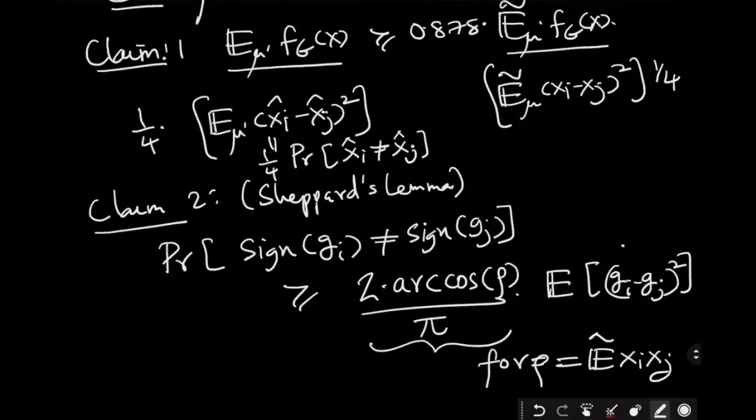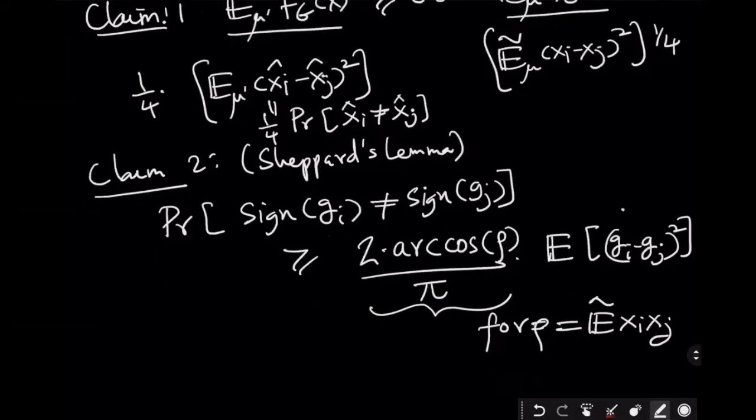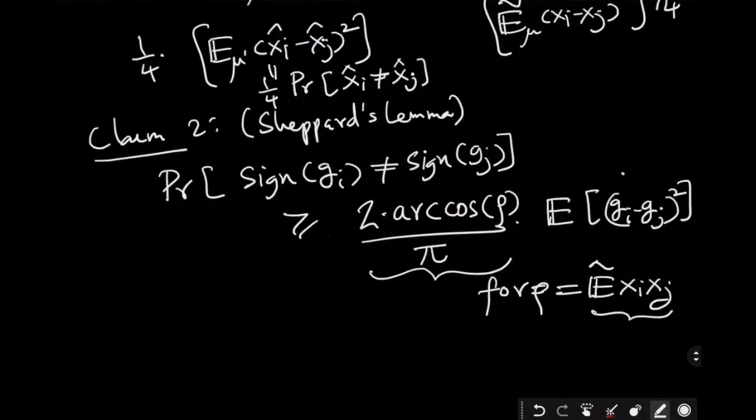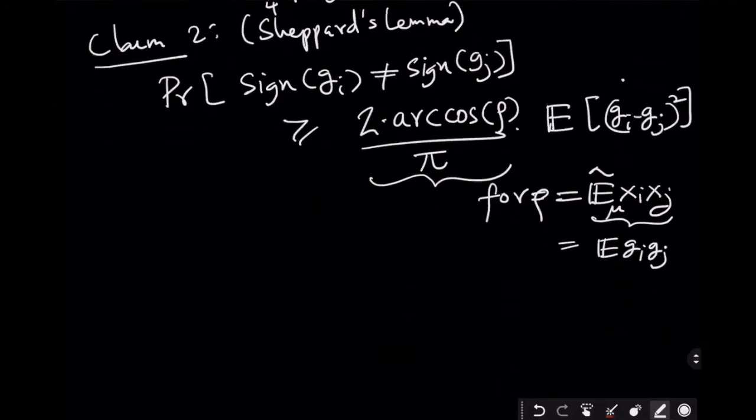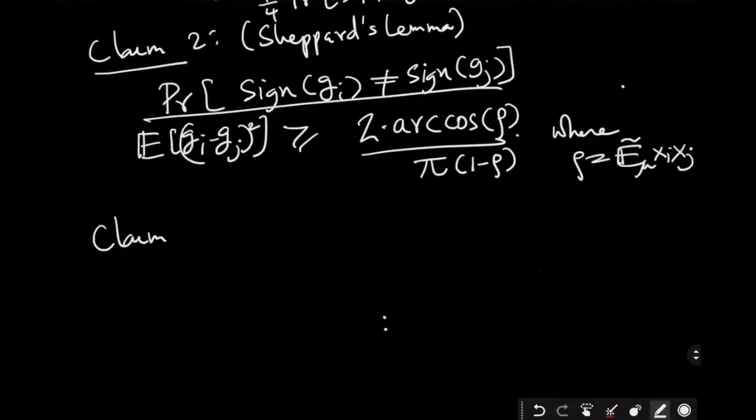On the left-hand side, I have what I'm interested in understanding: this probability that x hat i is unequal to x hat j. And I'm saying that they are within this factor arccos rho over pi, 2 times arccos rho over pi of each other, where rho is the correlation between x_i and x_j, which remember is the same as the correlation between the Gaussians g_i and g_j. So I claim that if you have this, you're in fact done. I'll prove this claim to you in a second, but I want to claim that claim 2 implies theorem 2.